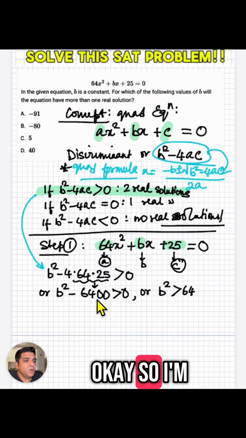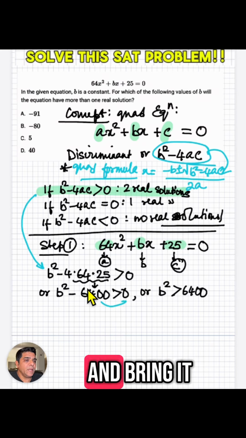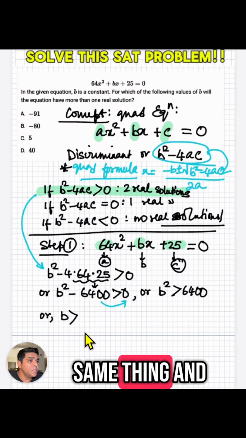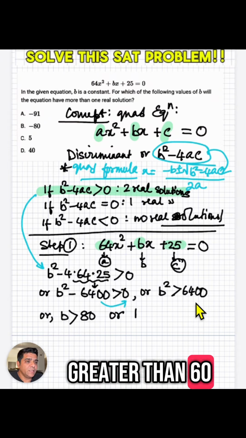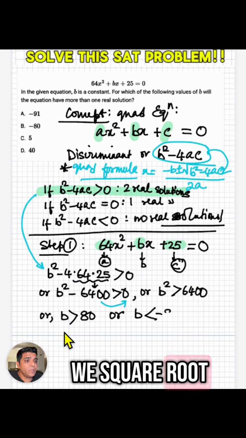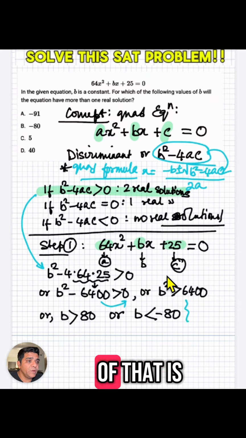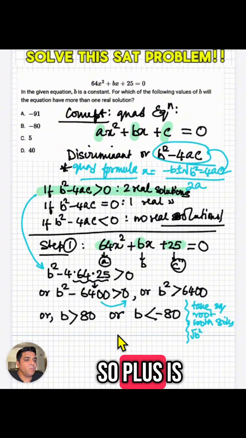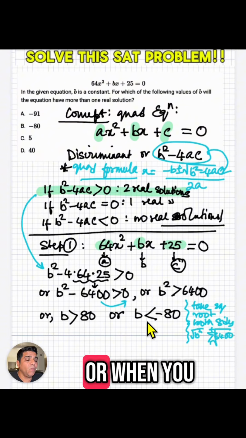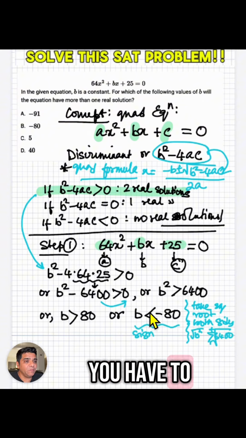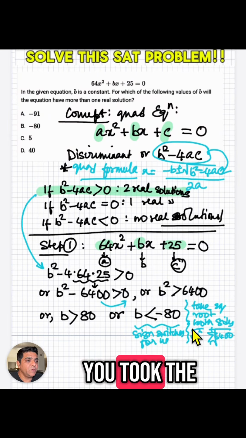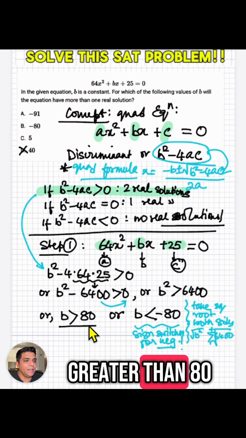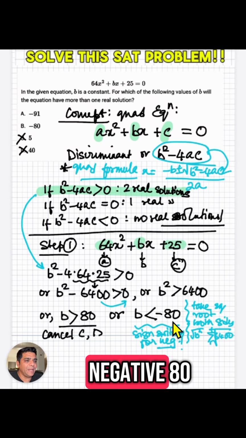Okay, so I'm going to take this 6400 and bring it to the other side, or add 6400 to both sides, same thing. And now we have b squared is greater than 6400. So now when we take the square root on both sides, the square root of 6400 is 80. Okay, so plus 80 means b is greater than 80, or when you do negative 80, you have to flip the sign. So when you took the square root, you got plus or minus the square root of 6400, so 80: b is greater than 80, or less than negative 80.